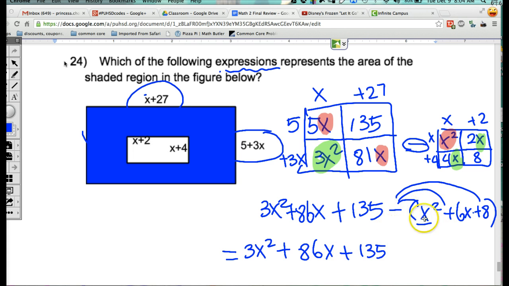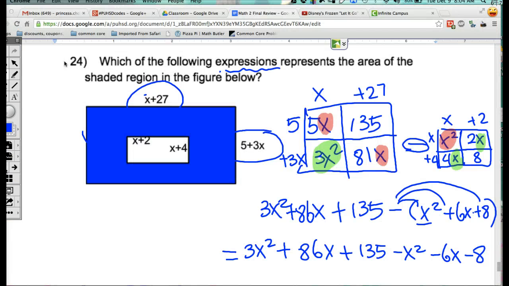And then negative 1 times x squared is negative x squared. Negative times 6x is negative 6x. Negative 1 times 8 is negative 8. Now we're combining like terms, and as you can see, I'm running out of space. So I hope you don't mind if I go this way. Would that be okay with you, or should I just go to a new page? New page? Okay, I don't want you to be confused, so. Okay, so there you go. That's my new page. Let me just copy everything.